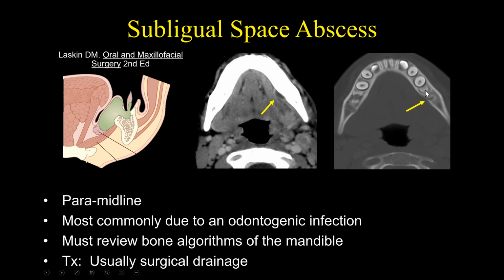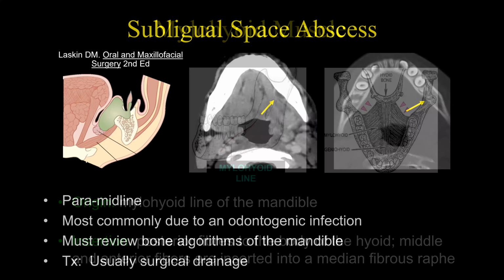Remember, please reconstruct these with bone algorithms, not bone windows, but bone algorithms. And when you do this, you'll be able to see a small little cortical break right here. So here's a small little area of osteomyelitis involving the mandible. And because the break here is on the lingual cortex, this results in a sublingual space abscess.